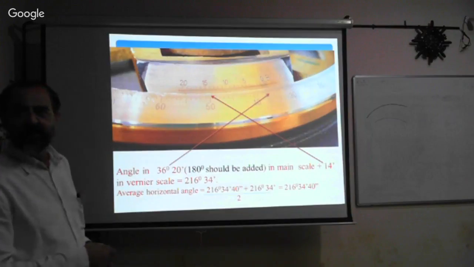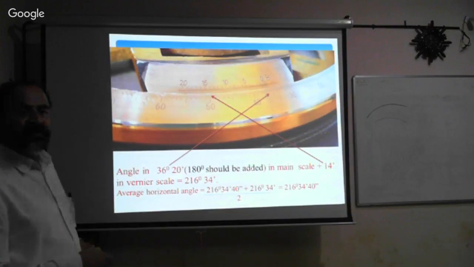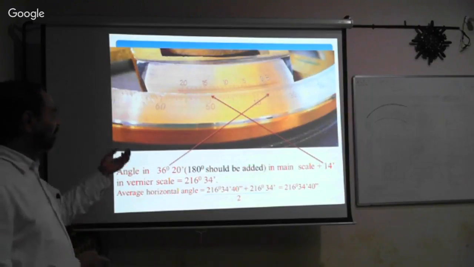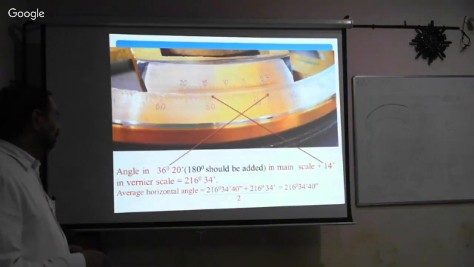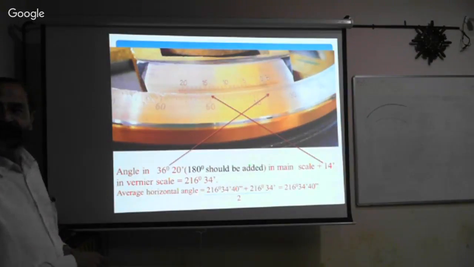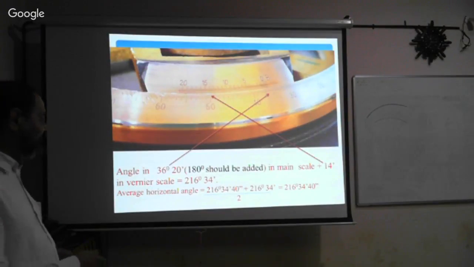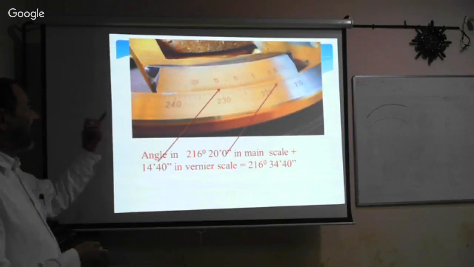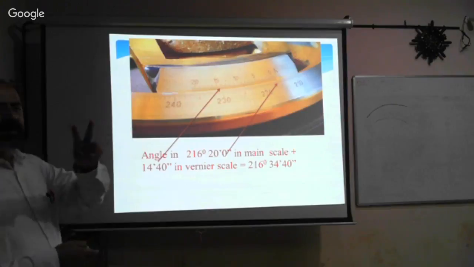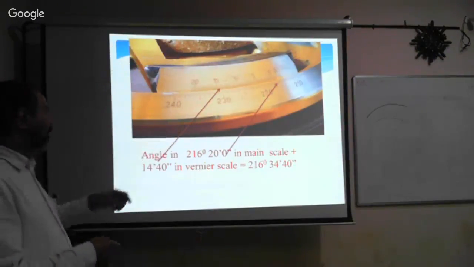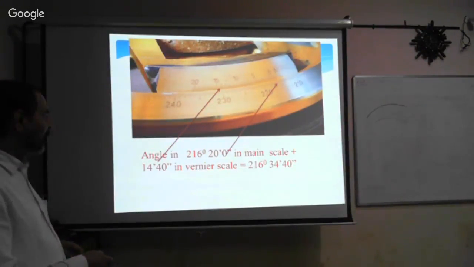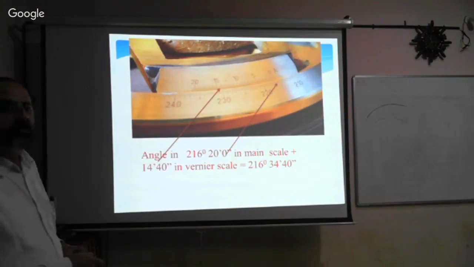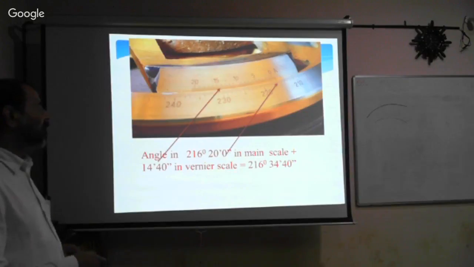36 degree 34 minutes. Do you agree with me? Yes. Right? Then in the previous slide, the value is this much. On the A side, there are two verniers, no? In vernier A, the reading is 216 degree, 34 minutes, 40 seconds. Minus 180 is how much?